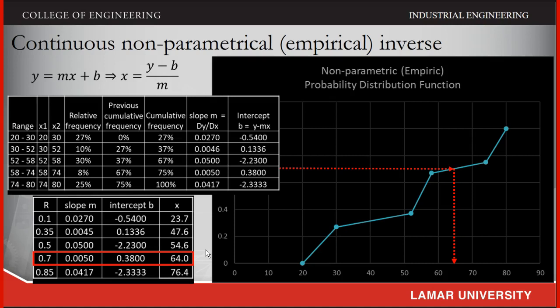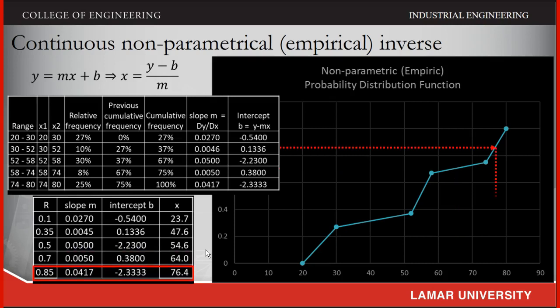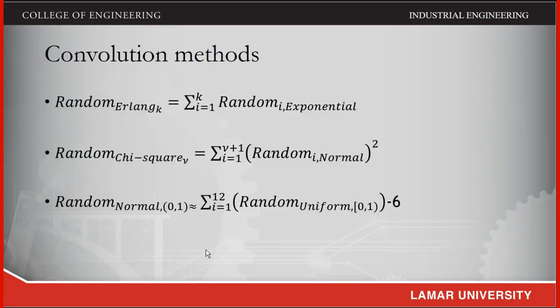In the case of a random number being 0.7, we obtain 64 as a response because the slope is 0.0050, and the intercept is 0.38. Finally, for the last range, if we get a random number of value 0.85, that would map to a value of 76.4 for the random variable, because the slope now is 0.0417 and the intercept is negative 2.33. There are other methods that we could use, for instance, the convolution method.